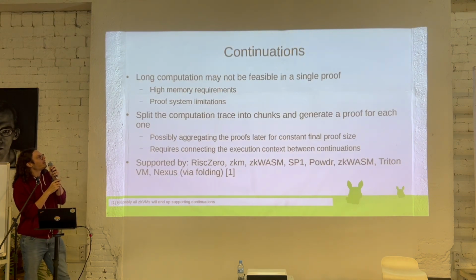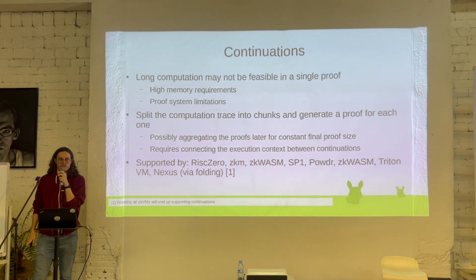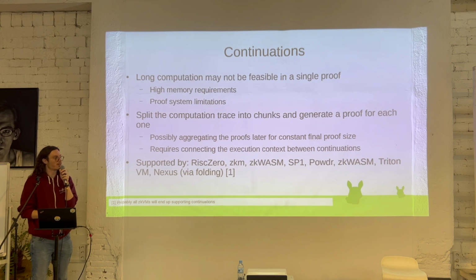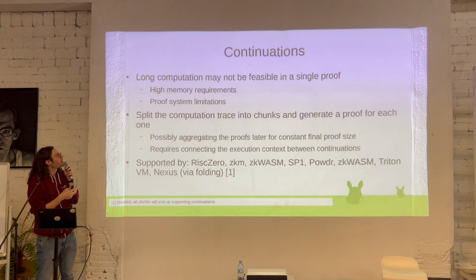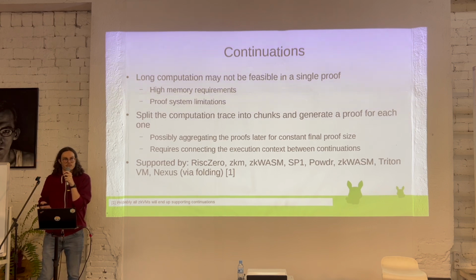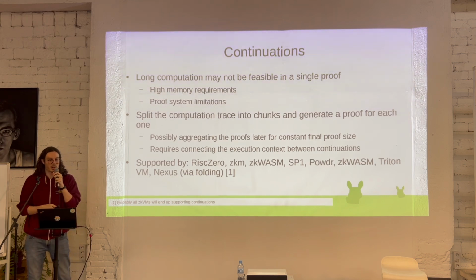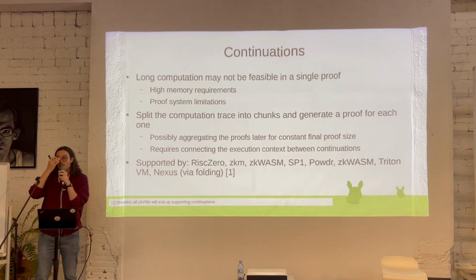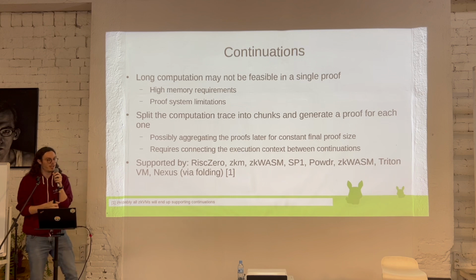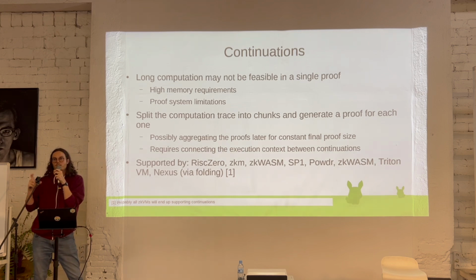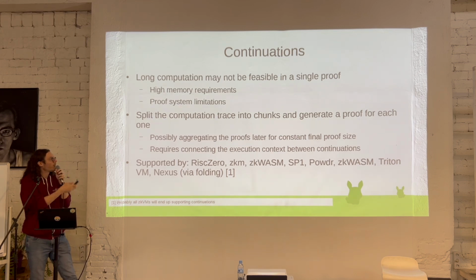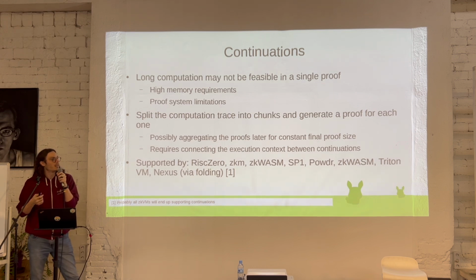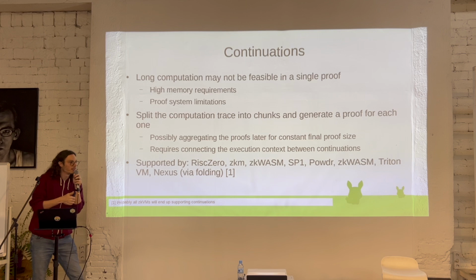Okay, so now we go to the more general, specific features of zkVMs. One of them is continuations. In some cases, we may have a long computation that doesn't fit in a single proof, and the reason could be either because the memory requirements grow with the size of the proof, and we reach prohibitive memory requirements, or perhaps the proof system has a limitation. So in this case, continuation is the idea of splitting the computation, the execution trace, into chunks, and then for each chunk we'll have a proof, and we need a strategy, ideally, to aggregate these proofs into a single proof.